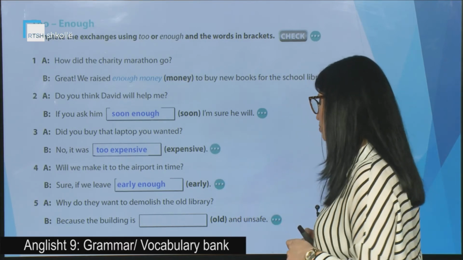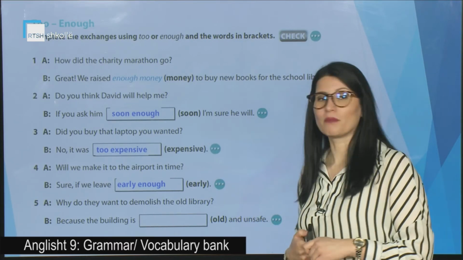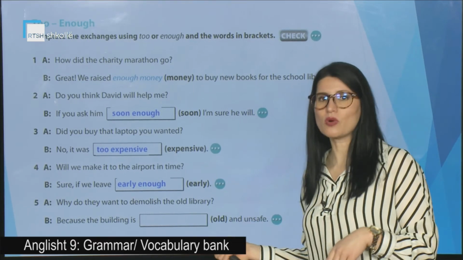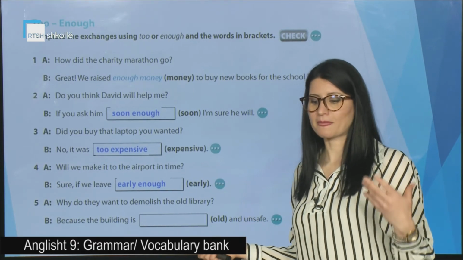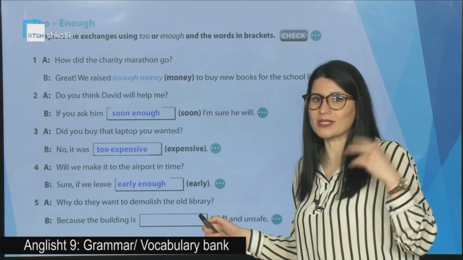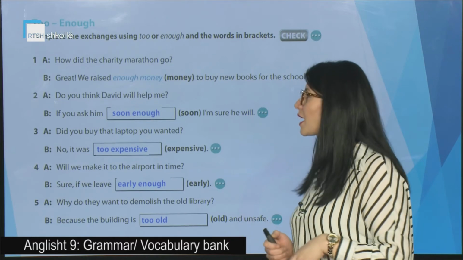Why do they want to demolish the old library? Because the building is too old and unsafe. So here we have a negative meaning of the sentence, which means it's not very young, so it's too old and unsafe.